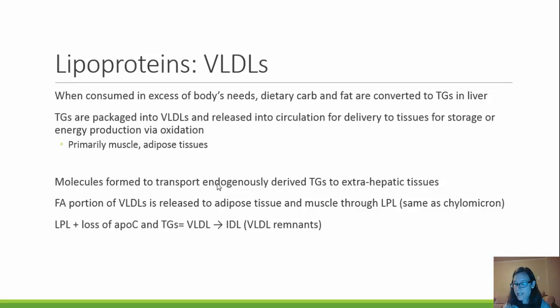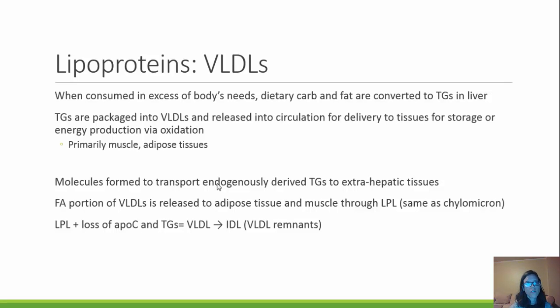Okay, let's move on to VLDLs. When carbohydrates and proteins are consumed in excess of the body's needs, these are converted to triglycerides in the liver. The triglycerides are then packaged into VLDLs and released into circulation so that they can be delivered to the tissues to be stored for future use as energy or oxidized for current energy needs.